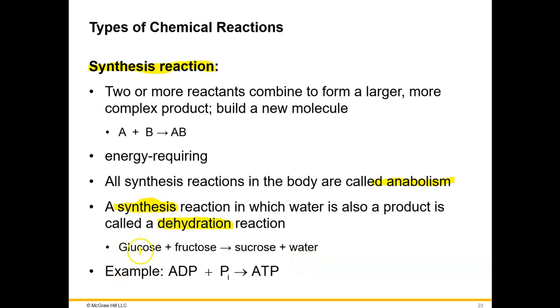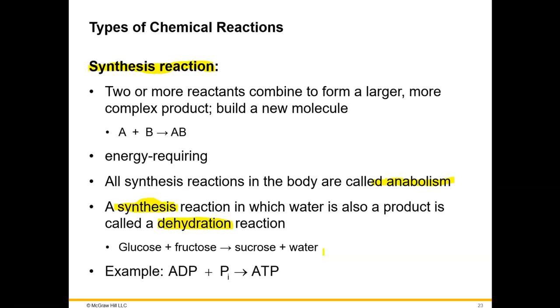So glucose and fructose, for example, are simple sugars, and sucrose is a combination of glucose plus fructose. So it's what we call a disaccharide, which is a sugar that has two simple sugars. This would be an example when glucose combines with fructose to form sucrose or table sugar, and water is also formed as a product. That is an example of a dehydration synthesis reaction.